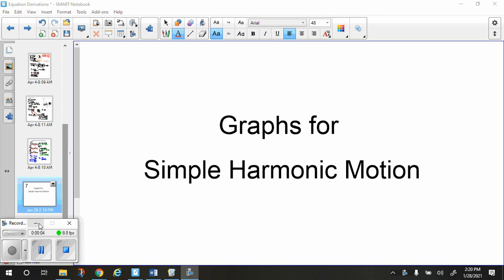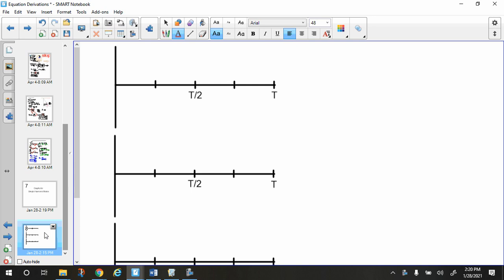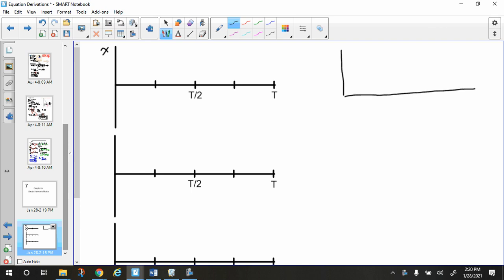In this video, we're going to go over graphs for simple harmonic motion. So we're going to start off with a position versus time graph. And we're going to think about an object oscillating on a spring. So let's say that we have a mass here, and there's a spring, and that object is oscillating back and forth. This is the equilibrium position. And so when I think about this, we can make a graph of the position versus time.